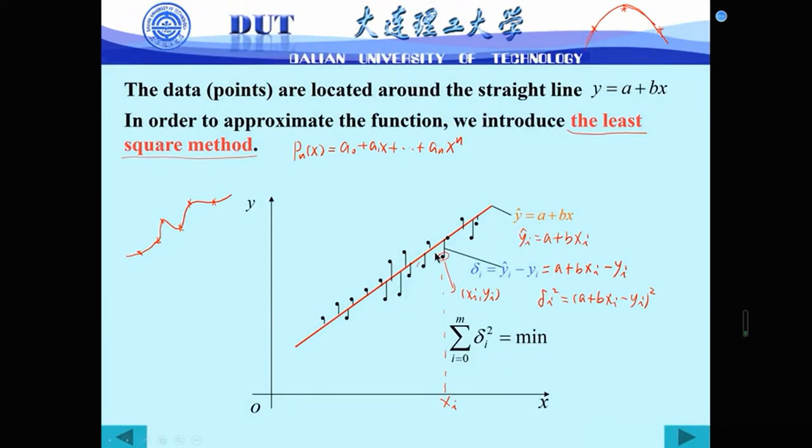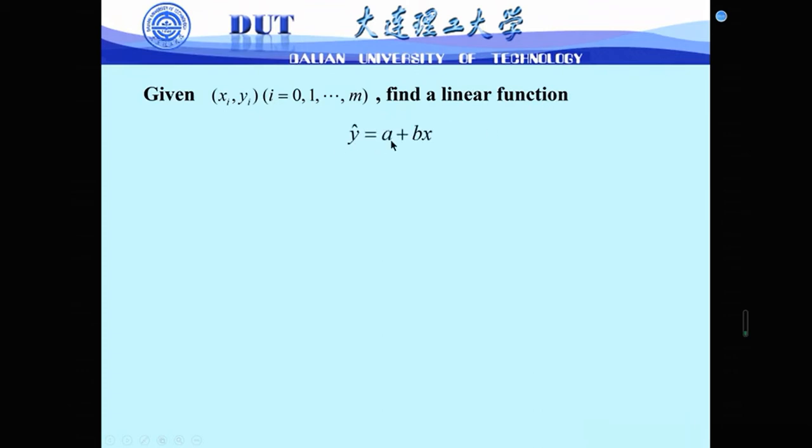Let's continue. How to determine? Now, the aim here for this example, because we guess all the data points are around the straight line, so we only need to determine the two coefficients, A and B. It's okay? So let's continue to determine the two coefficients. Now, again, we write here. Given the data points xi, yi, i from 0, 1 to m. Now, we just need to find a linear function, y hat equal to a plus bx. That means we only need to determine the two coefficients A and B, such that you should know the difference.